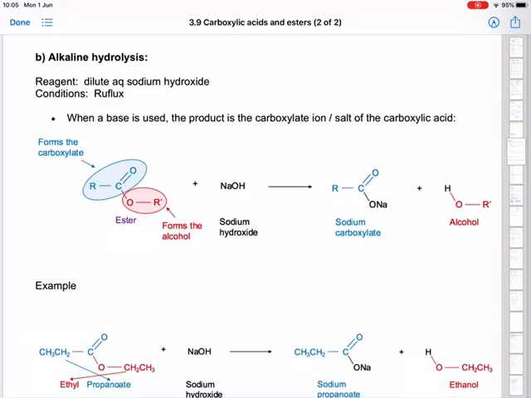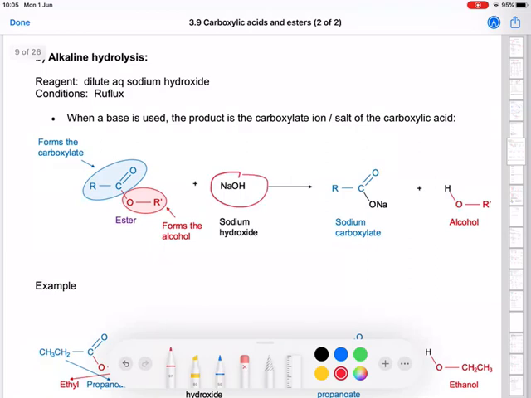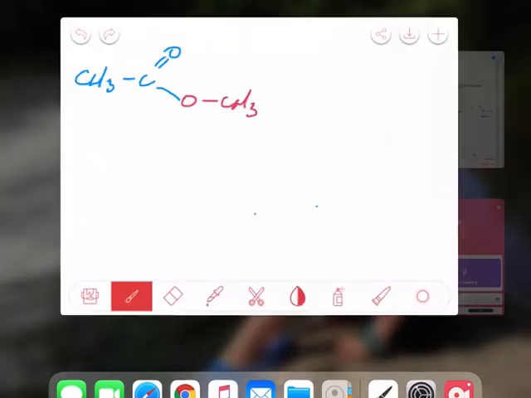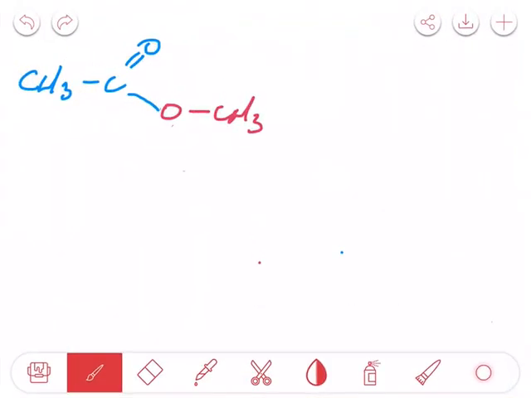The second type of hydrolysis then is the alkaline hydrolysis, where instead of using water, we're using sodium hydroxide. Now, you would expect the sodium hydroxide to be on here and have our water there. However, it's not as straightforward as the acid hydrolysis, which I'm going to go back onto the other screen to kind of show you how all this works.